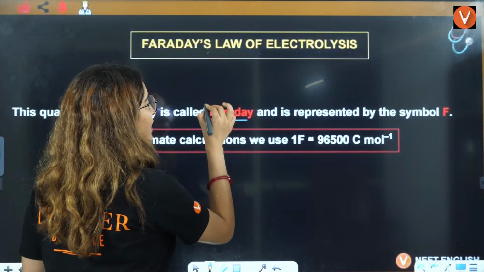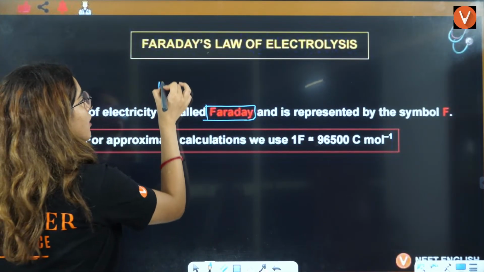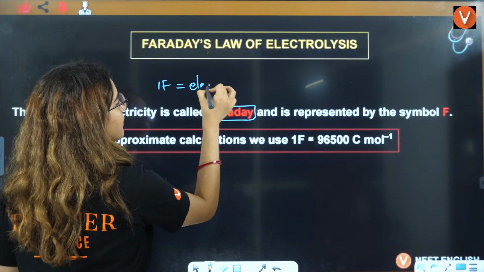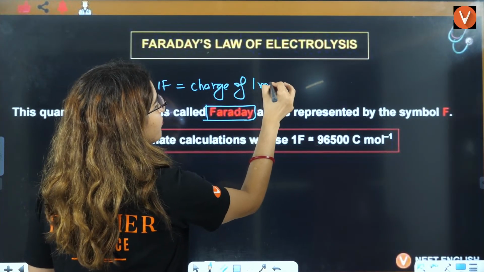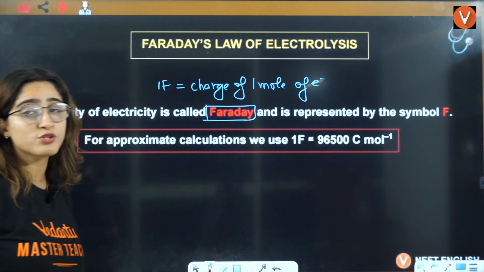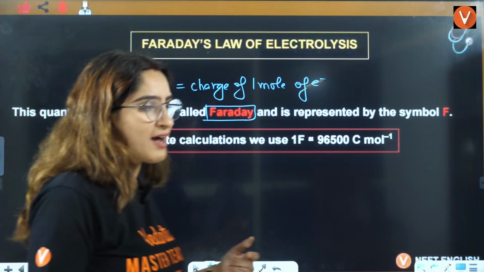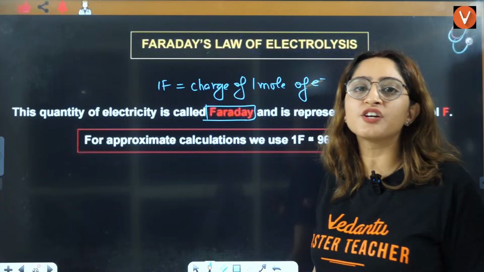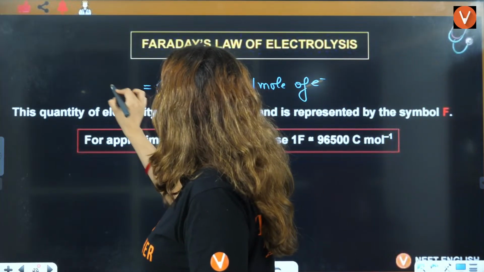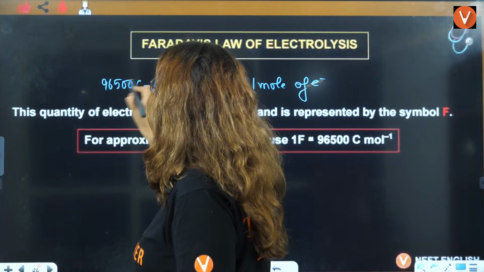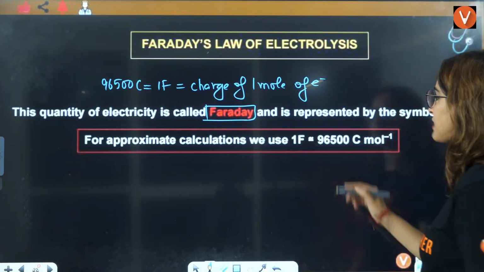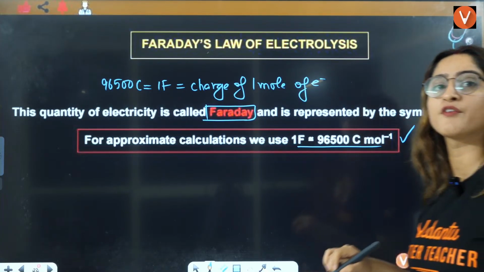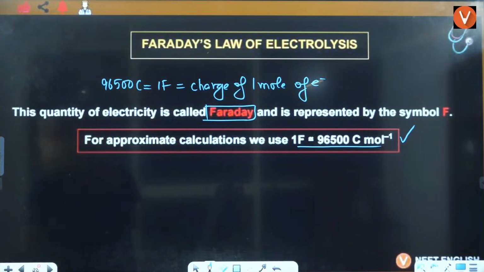So what is exactly Faraday? That is nothing but one Faraday is electricity produced by charge of 1 mole of electron. This also you should know, that if you talk about 1 mole of electron, how much charge it carries, that is 1 Faraday, and that is equal to 96500 coulombs approximately, right? So for approximate calculation, we use 96500 per mole. That means for 1 mole, this is the charge carried by the electrons, right?